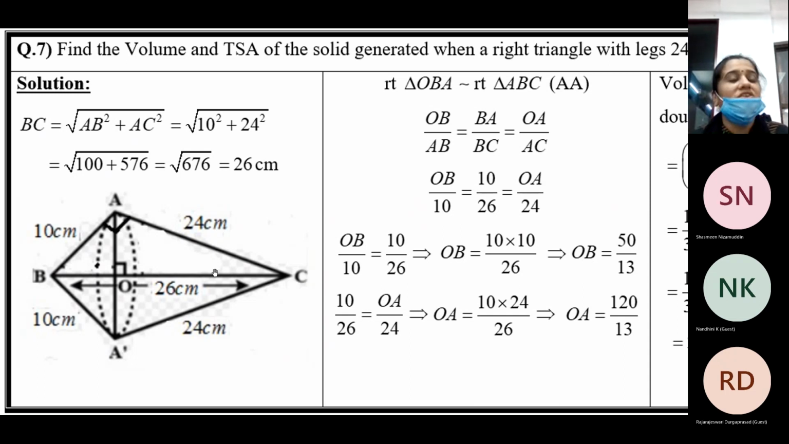When you turn the right triangle about the hypotenuse, a double cone is formed. One on this side, can you see that AB, A dash, that side is one small cone. And on the other side, AC, A dash, a bigger cone. So on either side, two cones are generated. They're stuck to one another. Their bases, their circular portions, are stuck.